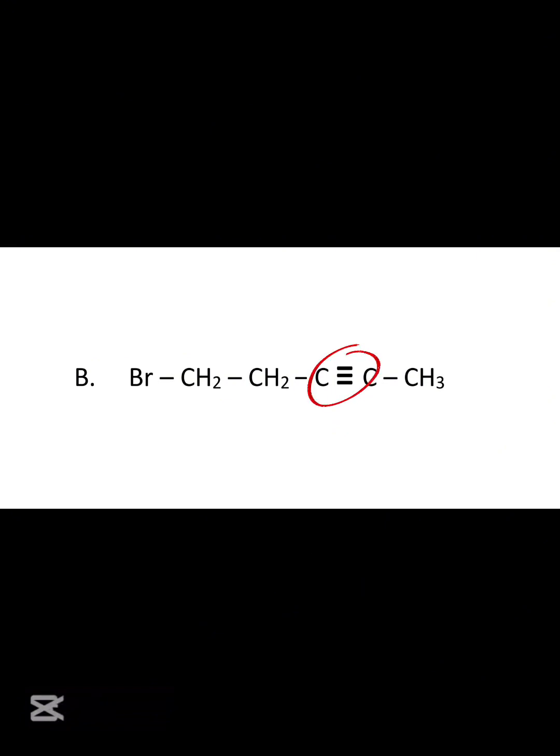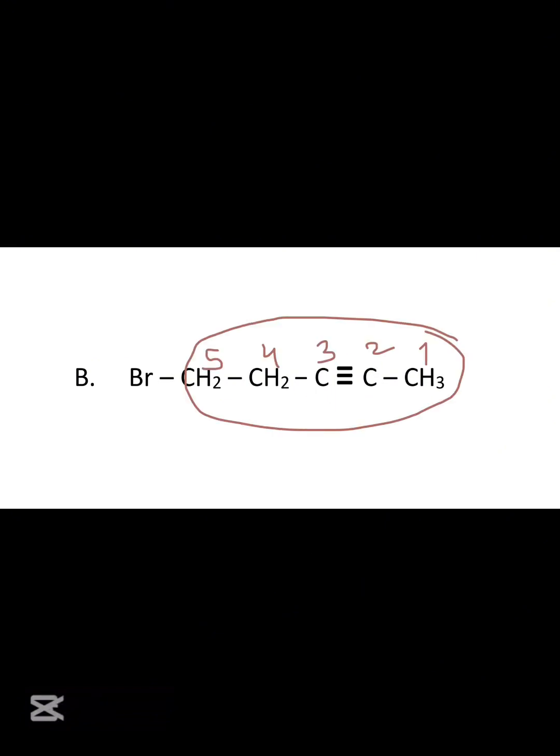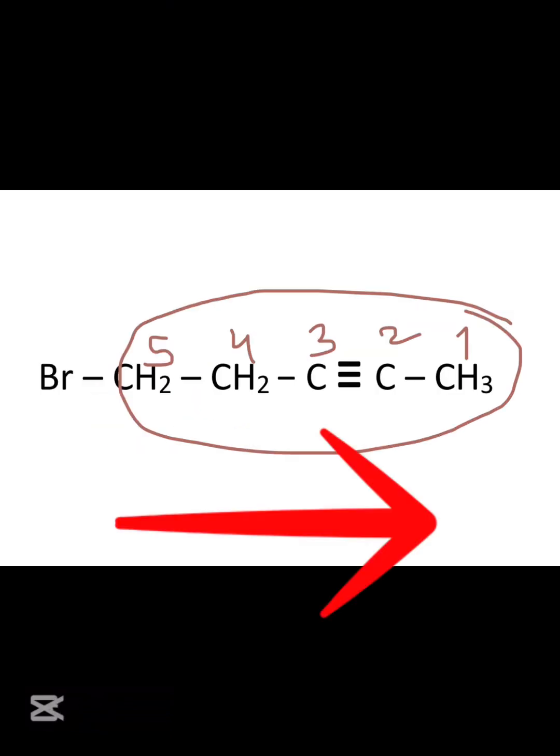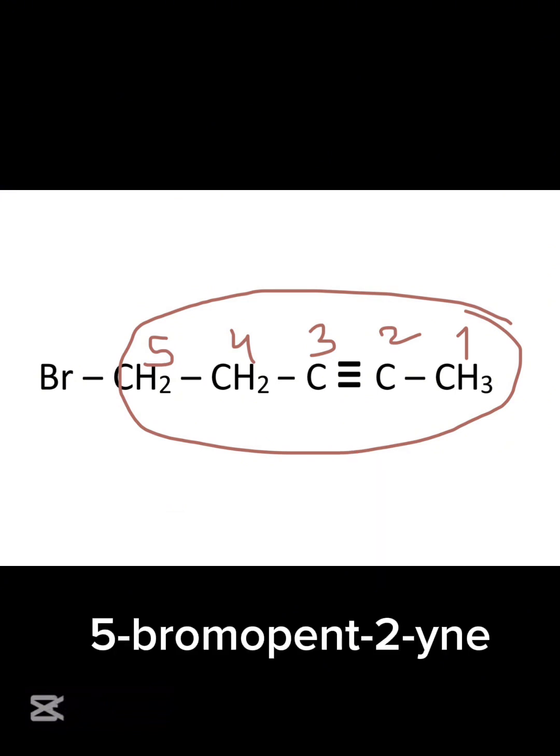Now we identify the parent chain. Then we number the carbon atoms. We have to number the carbon atoms starting by the carbon atom closest to the triple bond. We have to identify to which carbon atom is bonded the bromo. So the bromo is bonded to my 5th carbon atom. The parent chain is formed by 5 carbon atoms, so it's 5-bromopent-2-yne. The 2-yne is because the triple bond is between carbon 2 and carbon 3.